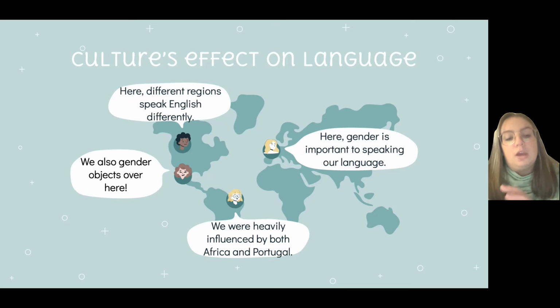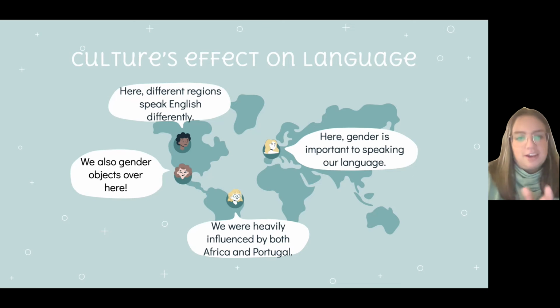And what's supposed to be America, it says here different regions speak English differently. And you can kind of see that when you compare the South versus the North, the East versus the West, and then you kind of have Midwestern. So you can kind of see how English varies between each of those specific regions.